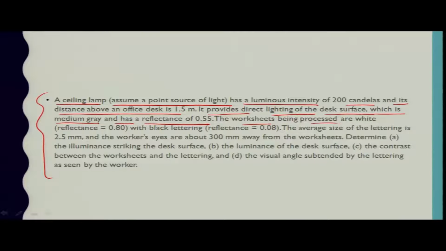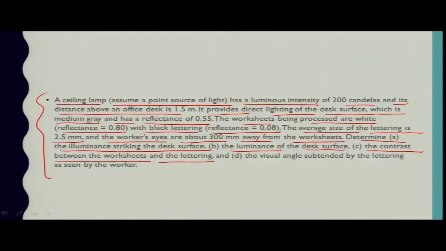0.55. Worksheets being processed are white, whose reflectance is 0.80, with black lettering whose reflectance is 0.08. The average size of lettering is 2.5 mm, and the worker's eyes are about 300 mm away from the worksheets. Determine A, the illuminance striking the desk surface, B, the luminance of the desk surface, C, the contrast between the worksheets and lettering, and D, the visual angle subtended by lettering as seen by the worker. So there are several subparts of this problem, and now one by one we will take them. First we will calculate the illuminance striking the desk surface.